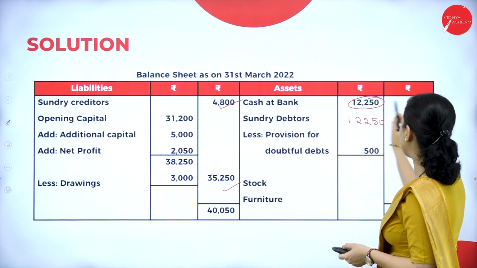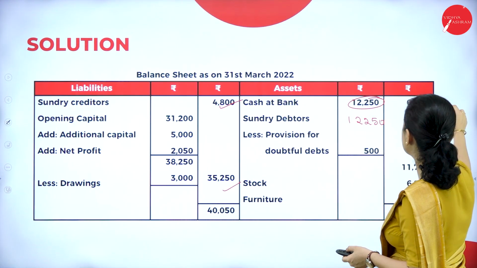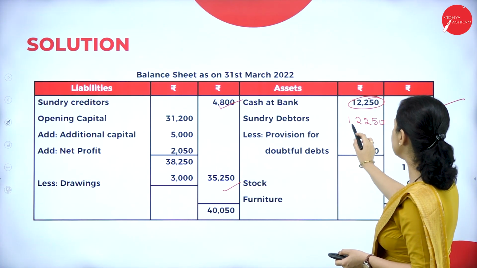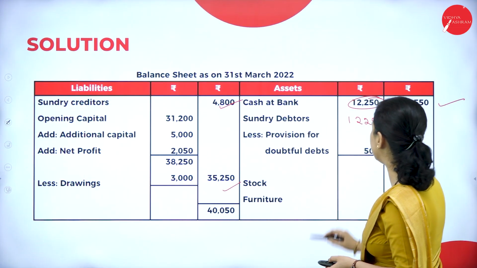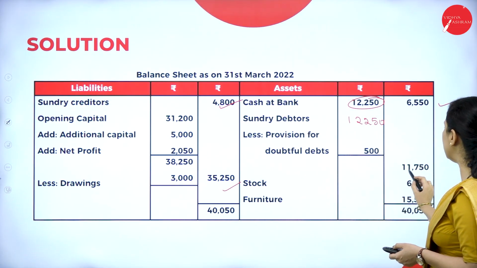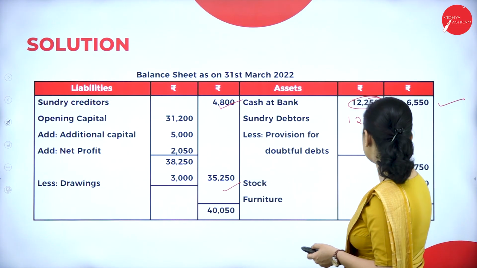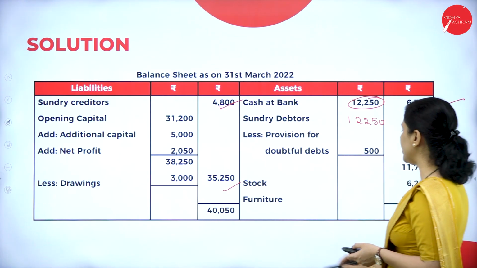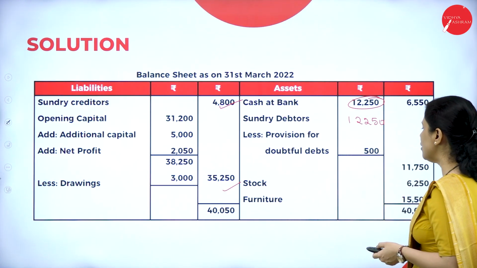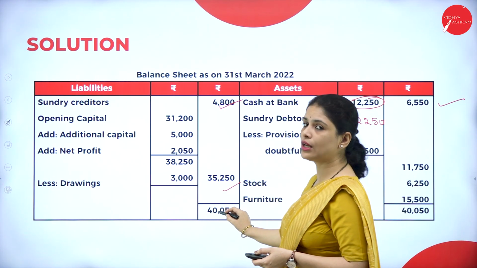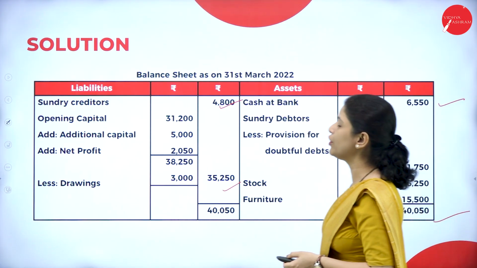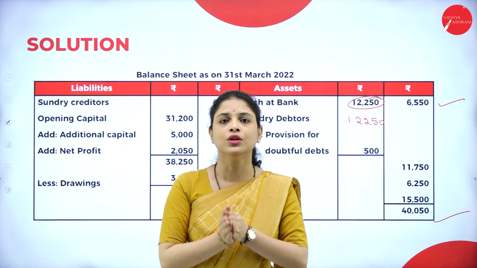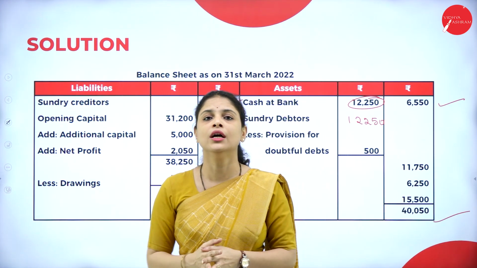Here, cash at bank. How much is cash at bank? Cash at bank is 1,550. Sundry debtors 12,250. Next, minus provision for doubtful debt 500, we will deduct it. How much will we get? 11,750. This stock is the closing stock, that is 6,250. Furniture 15,500. So, what will be the total? Total will be 40,050. So, this is how we have to do the problem, how to convert the single entry system into a double entry system. This is all for today's session. Thank you.